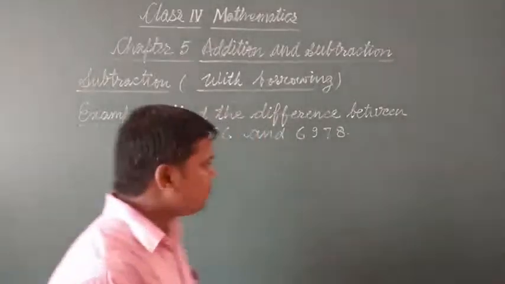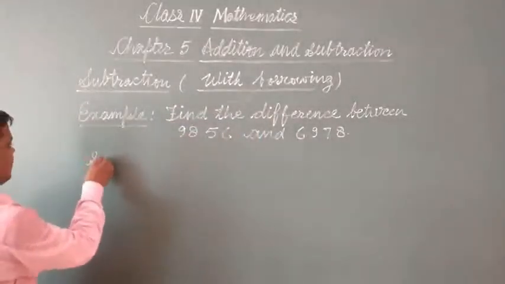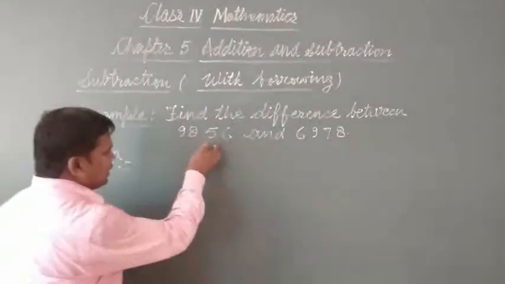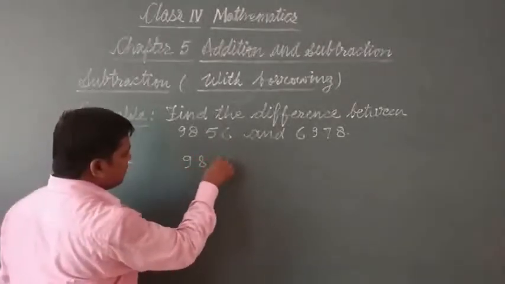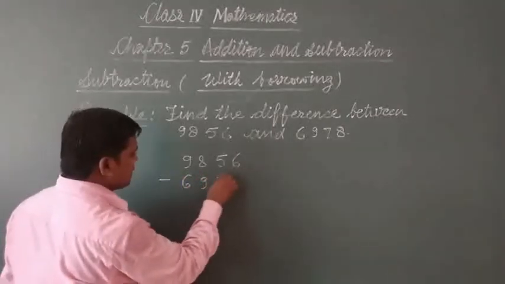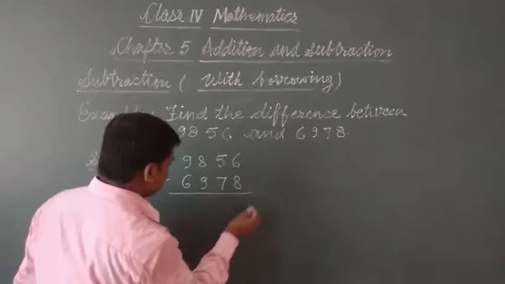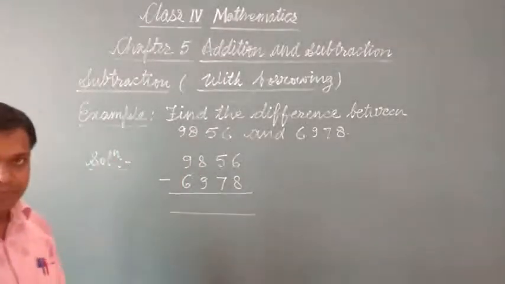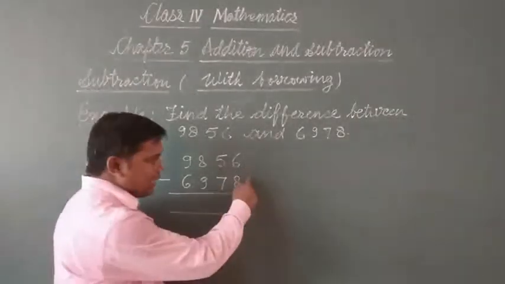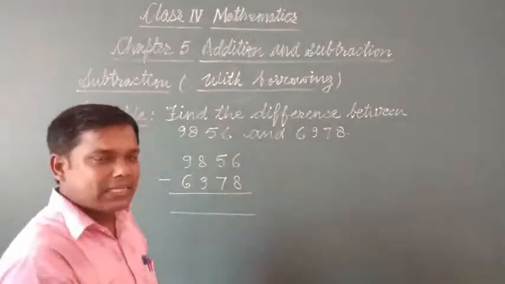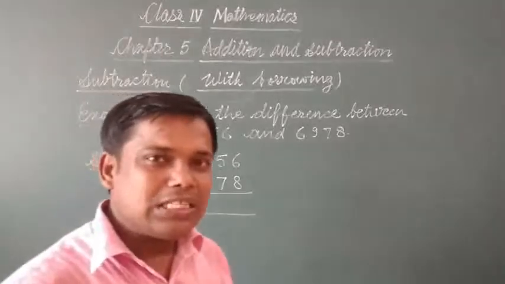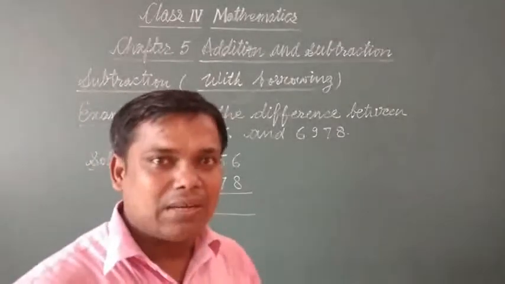Okay, so look here. We will write here solution. First we write this number 9,856. Then we write this number minus 6,978. We have to find the difference. As you are seeing here, we have to subtract 8 from 6, but 6 is smaller than 8. We cannot subtract a bigger number from a smaller number.